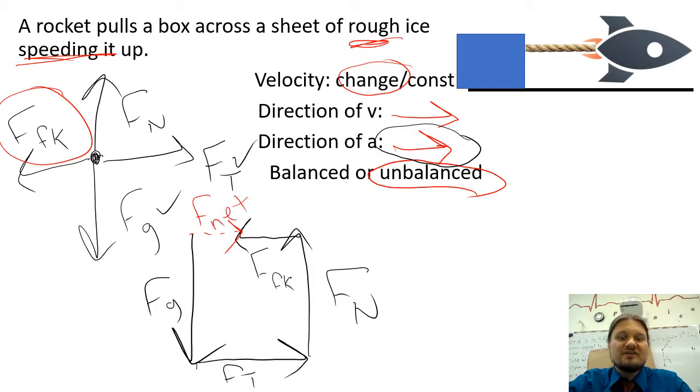What we see here is that the gravitational and the normal force completely balance each other out, but the tension force is only partially balanced by the kinetic friction. This much of the tension is balanced out by the kinetic friction, but the friction is not enough to completely balance it out. And so what we have left, the leftovers, is the net force.